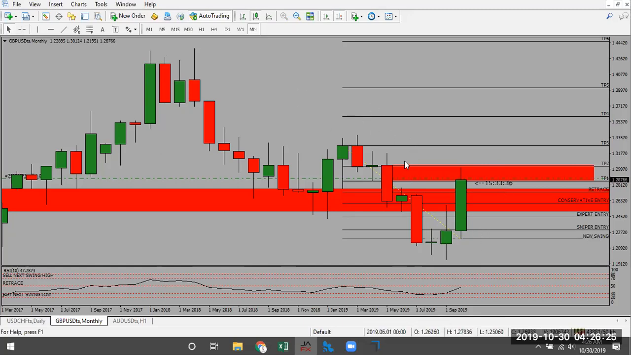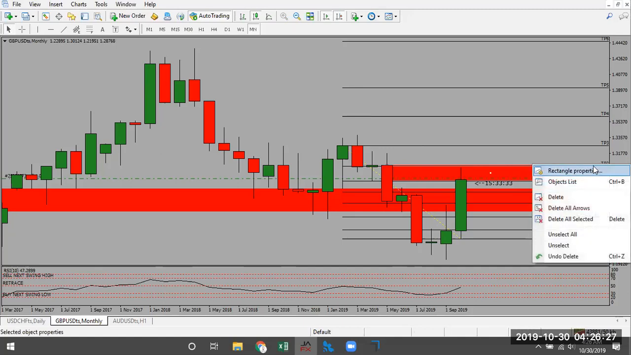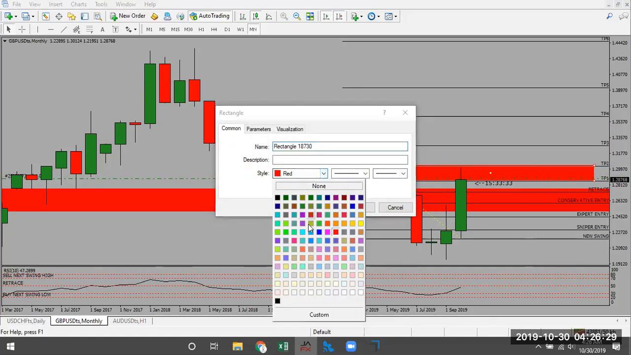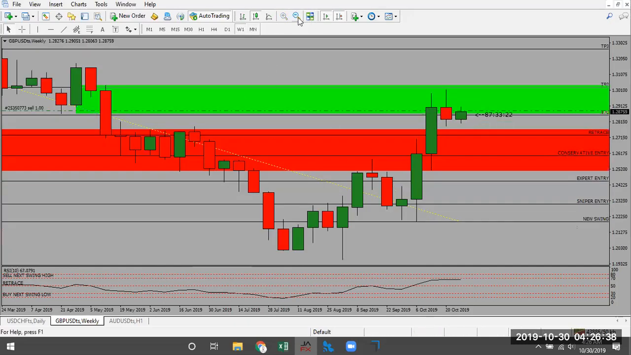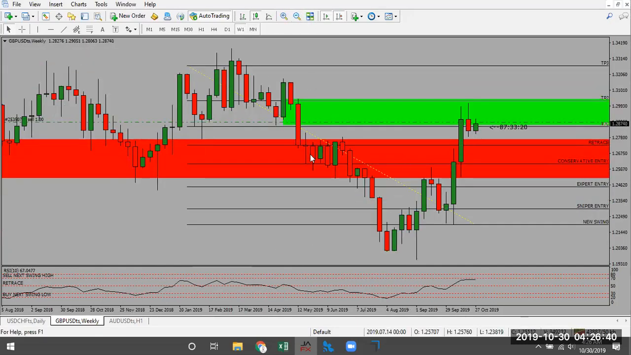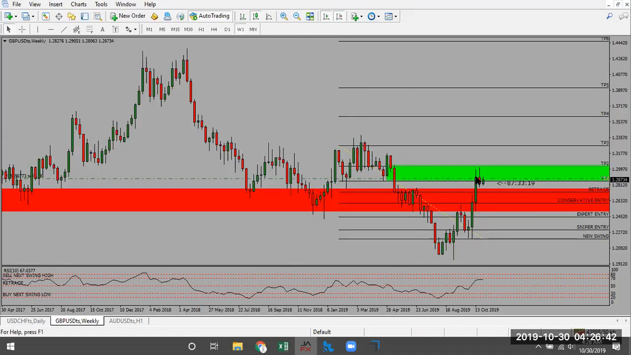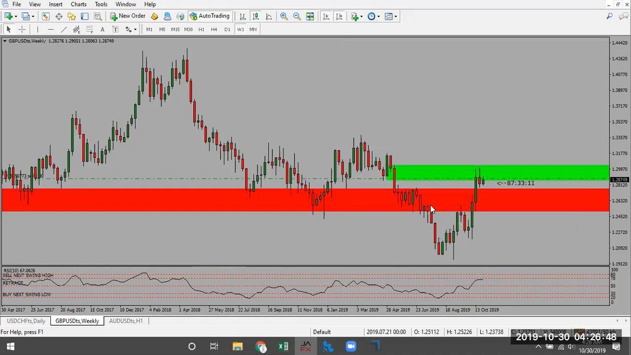All right, let me color this a different color. We're gonna use this as green because this is the sell zone. Okay, so now bump down in here to the weekly. Notice how the weekly is also beginning to form some resistance there. All right, let's remove this here because we're reversing here.